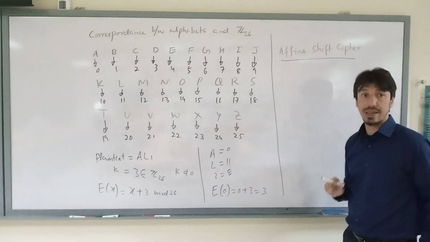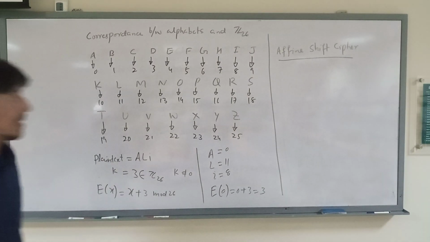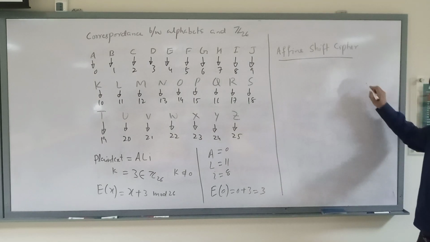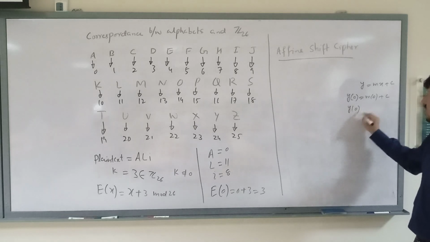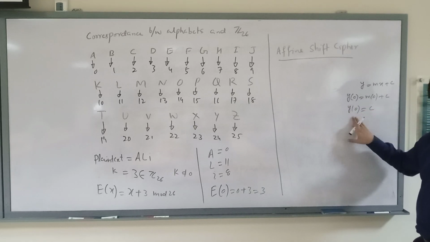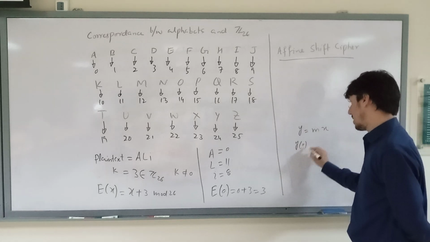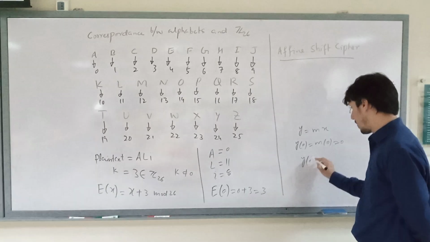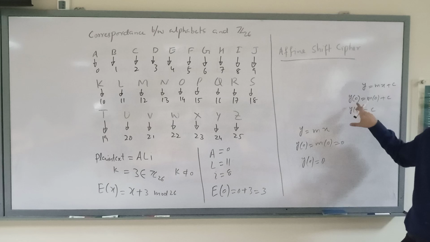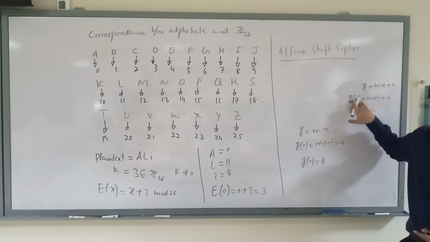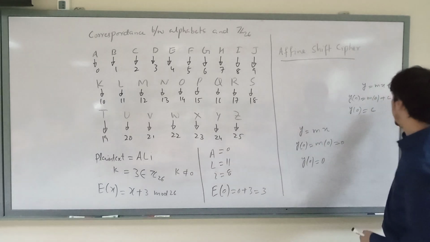Affine shift cipher, you know what affine is? Affine is a sort of function where the origin is not fixed, or not preserved. If I say y is equal to mx plus c, if you put 0, m of 0 plus c, so y of 0 is c, the origin is shifted to c. If y is equal to mx only, the origin remains our origin. With respect to this function the origin is not fixed. So we call it an affine function.